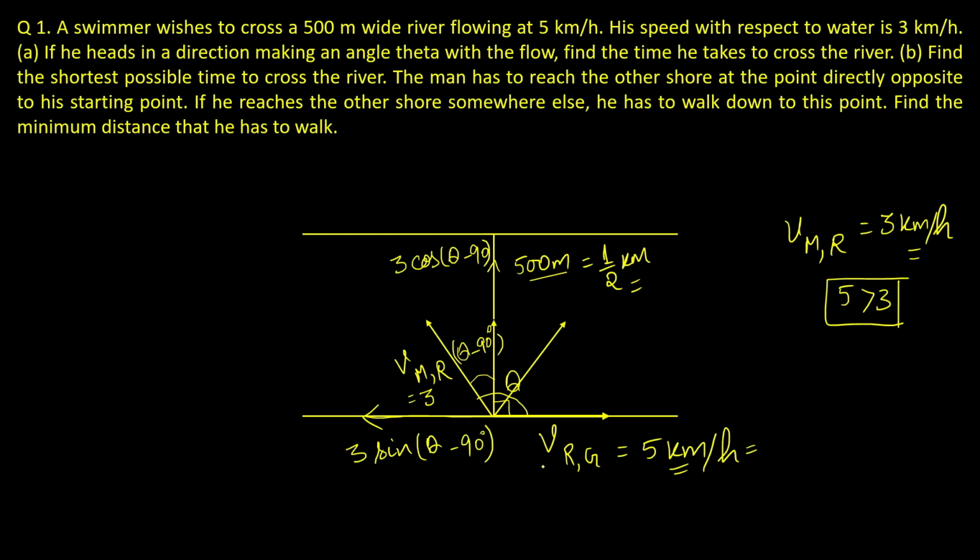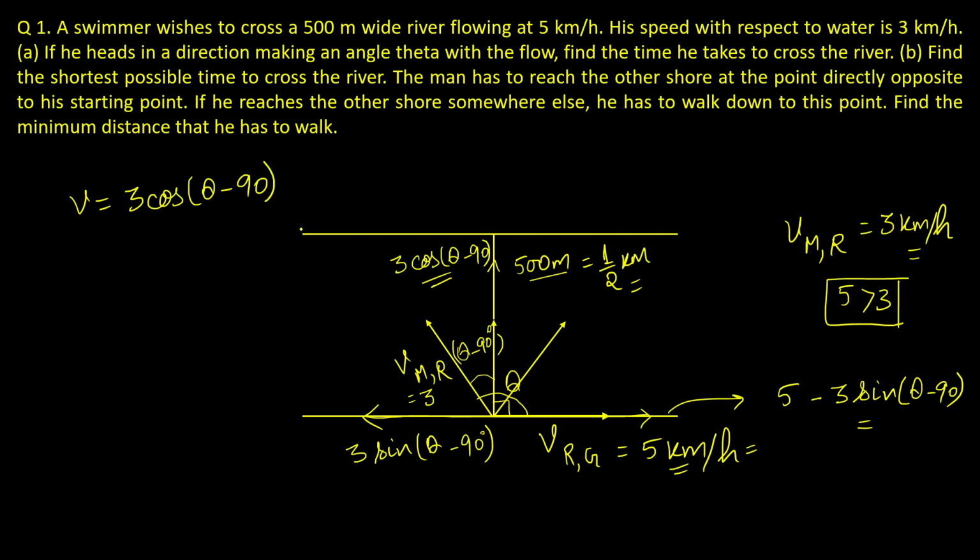So I can write this minus this, net in the x direction: 5 minus 3 sine of theta minus 90. That is net in this direction. So now we have two components, one in the x direction and one in the y direction, that is horizontal direction and vertical direction. In the vertical direction, the velocity is 3 cos of theta minus 90. In the vertical direction, there is only one component of velocity. The other component is in the x direction.